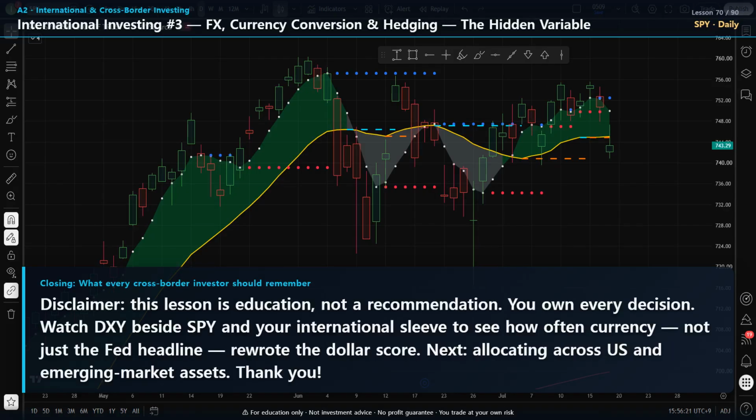Disclaimer: this lesson is education, not a recommendation. You own every decision. Watch DXY beside SPY and your international sleeve to see how often currency, not just the Fed headline, rewrote the dollar score.